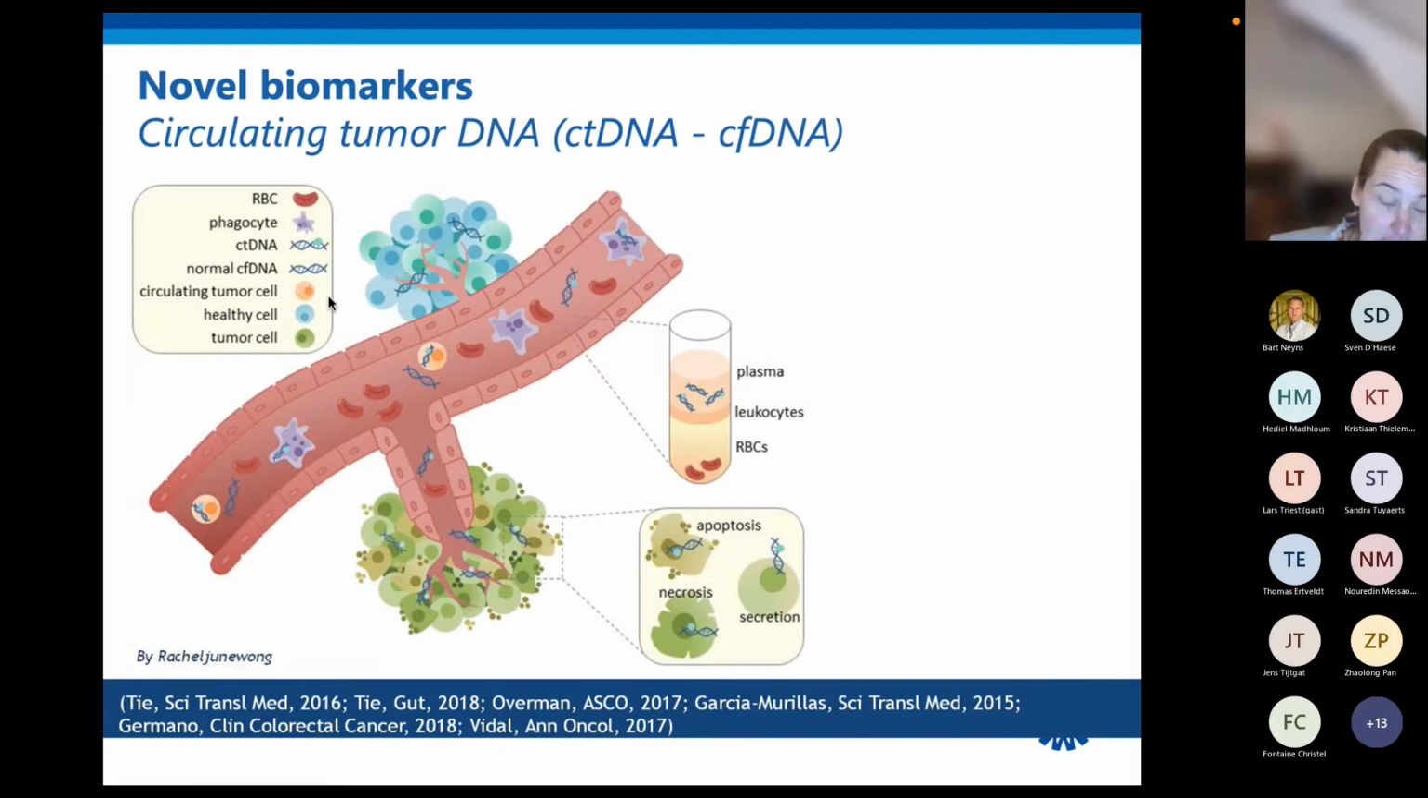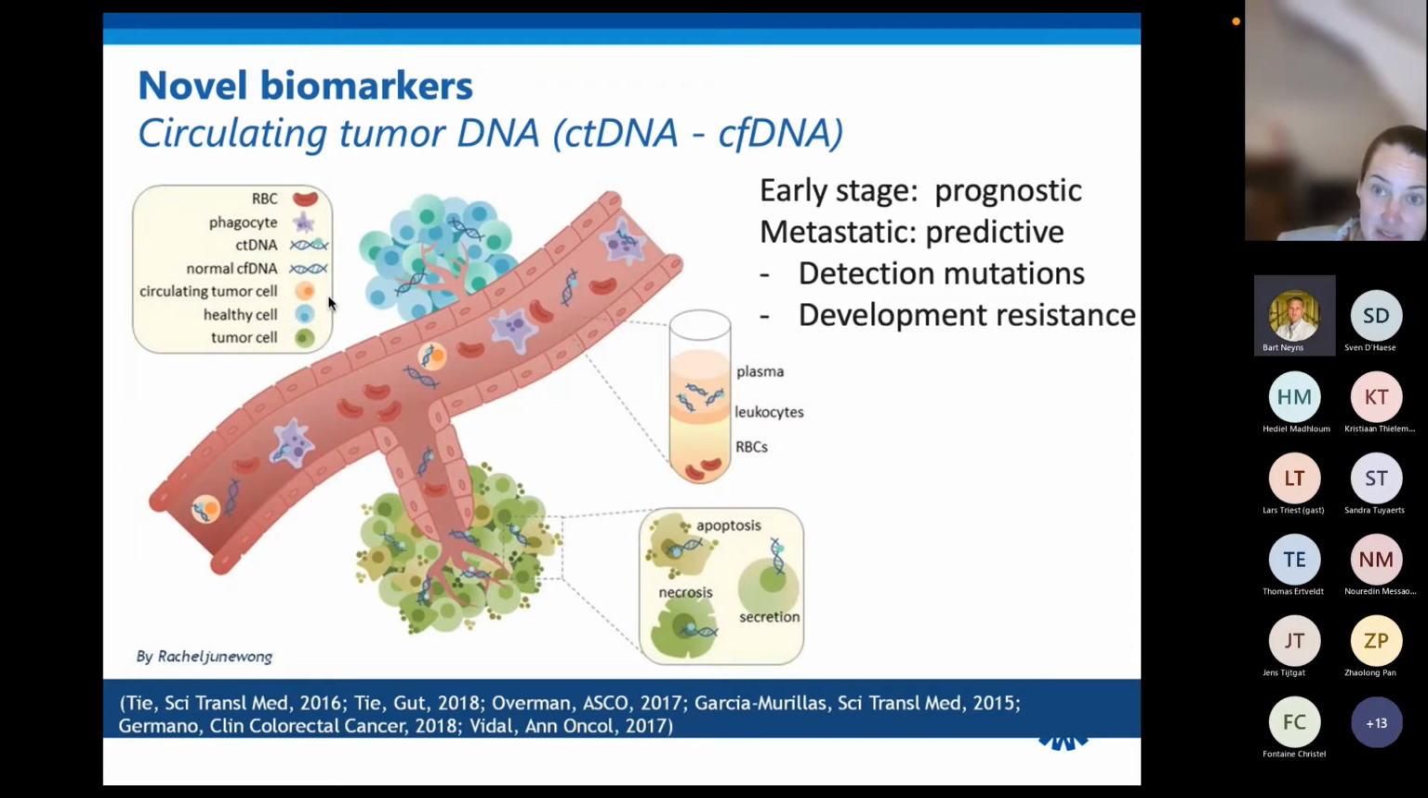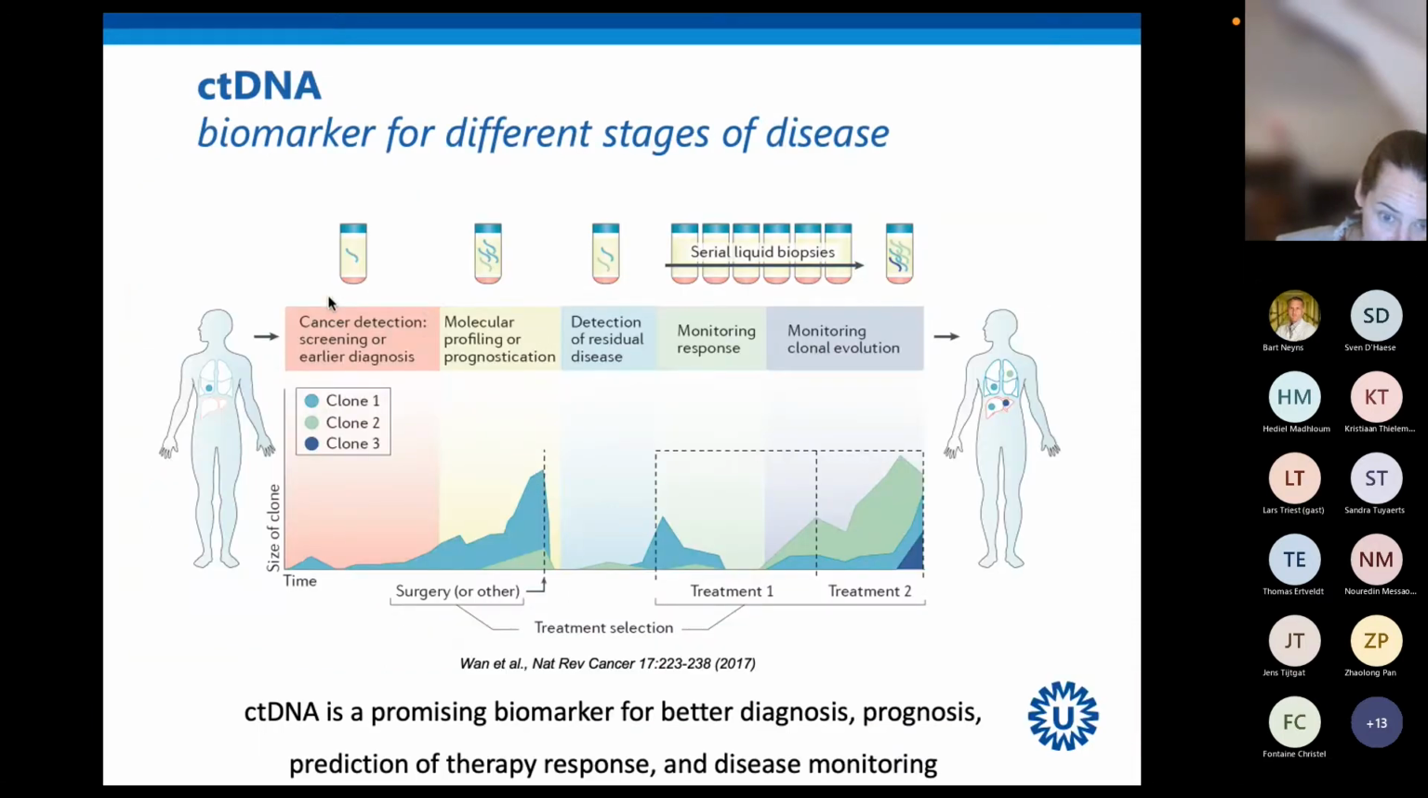Another novel biomarker is circulating tumor DNA, so ctDNA. That is DNA shed in the circulation by the tumor. And you can use it in different stages of disease. You can use it in early stage of disease, then it has prognostic value, but you can also use it in a metastatic setting, and then it can have predictive value to detect mutations and to detect the development of resistance. Well, this is highlighted in this graph from Nature Reviews.